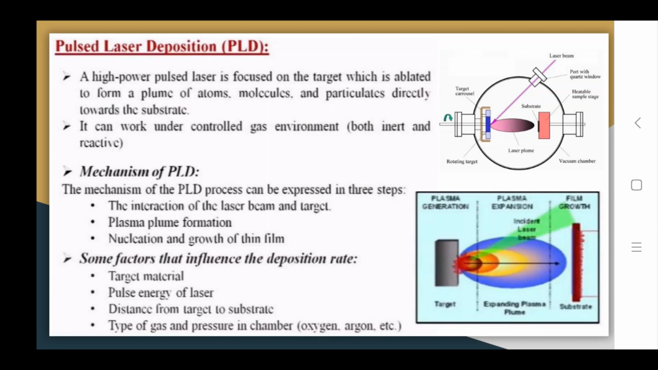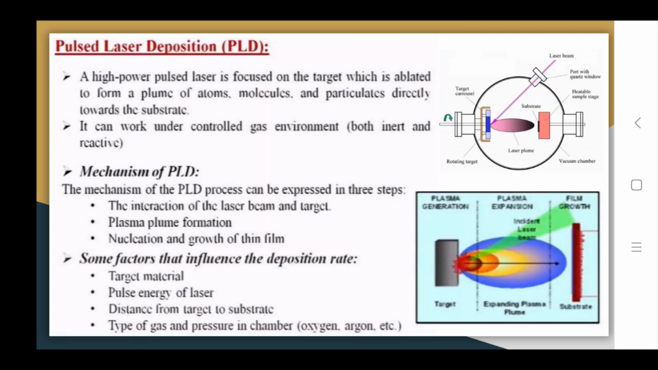The mechanism of the PLD process can be expressed in three steps. The first is the interaction of the laser beam and the target, then the plasma film formation, and then nucleation and growth of thin films. So simple. Till now we have discussed different types of heating elements, maybe an electric coil, a laser, or an electron beam. Here we first put the laser beam directly onto the target itself, then it creates a certain kind of plasma, and that plasma is directly deposited onto your substrate material. That is why it is called pulsed laser deposition.